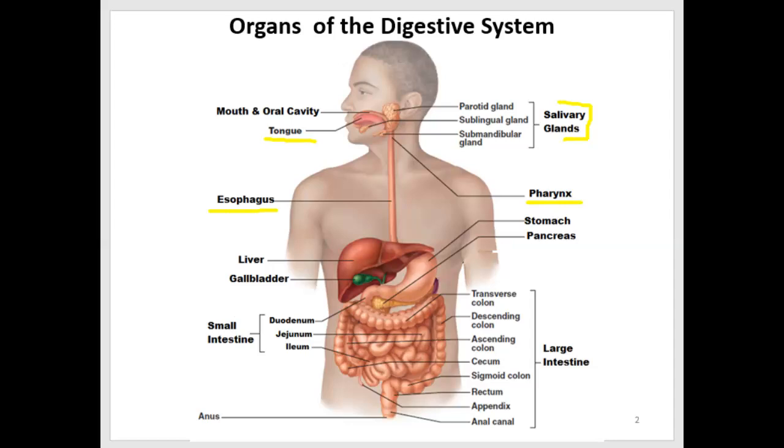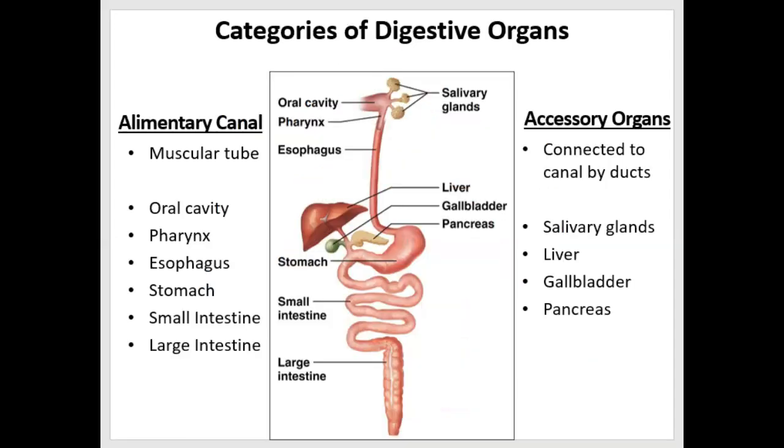Continuing onward, the pharynx empties into the stomach, and then the small intestine, and then the large intestine, finally ending in the rectum and the anus, the anal canal and then the anus. There are also some accessory organs, which we're going to talk about next, which aren't part of this muscular tube. So there's two categories of organs that belong to the digestive system.